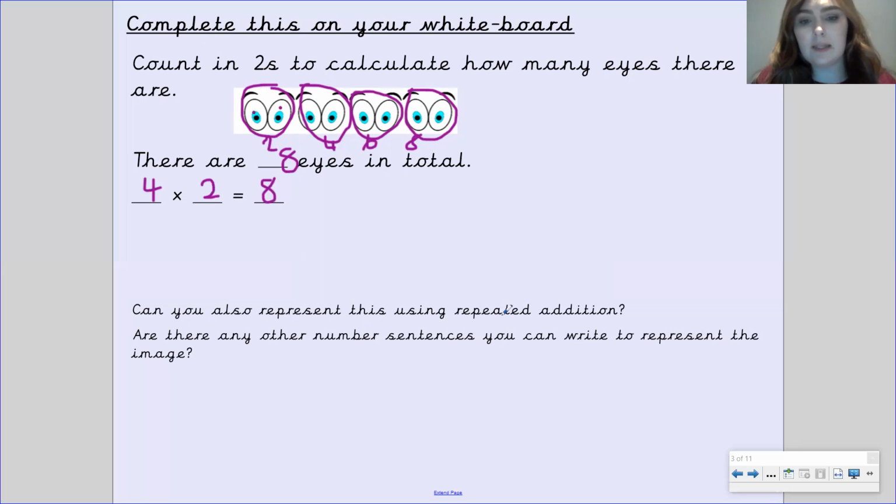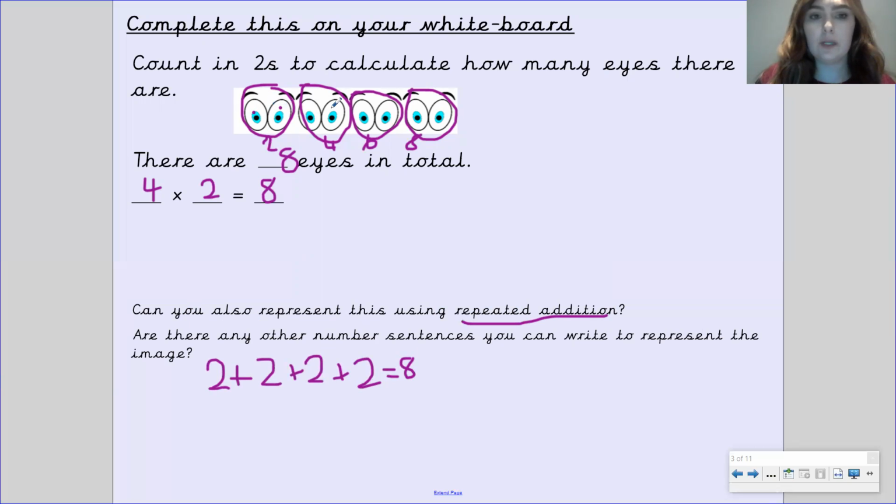Now we need to represent this as a repeated addition number sentence. So on your whiteboard, I want you to have a go. Pause the video to have a think. Well done if you got 2, add 2, add 2, add 2 equals 8. As you can see, you've got 2 in each group and you've got 4 groups. So that's 2 plus 2 plus 2 plus 2 equals 8. Are there any other number sentences that you could write to represent this image? Pause the video and have a go on your whiteboard or your piece of paper.